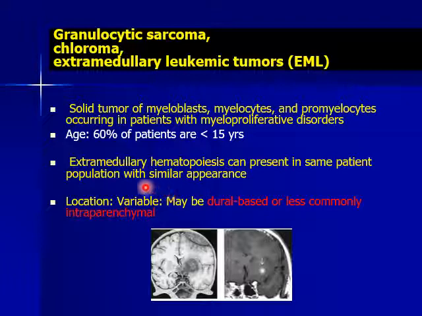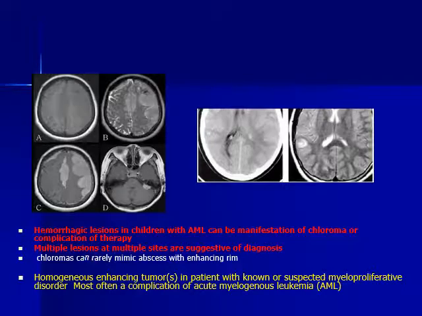The same patient may show extramedullary hematopoiesis when they give similar appearance. The location is variable, but usually it affects the dura and less commonly the parenchyma. So these are the leukemic infiltrates in patients with leukemia. Let us see how it can present.